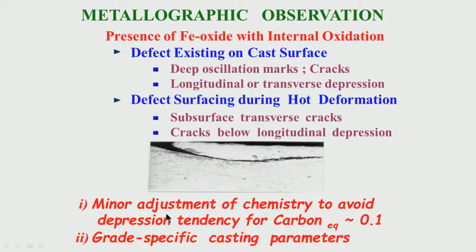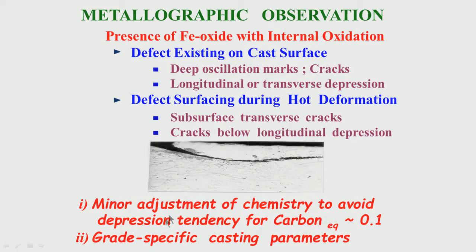So, what can we do if we find such defects? That means we know why the defect has formed. So, we can do a minor adjustment of chemistry to avoid this depression tendency for this type of carbon equivalent 0.1. We may slightly make it lower. If we make it lower, that means delta to gamma transformation will take place after solidification. So, the depression formation due to delta to gamma transformation will not occur, and the overall depression will be less.